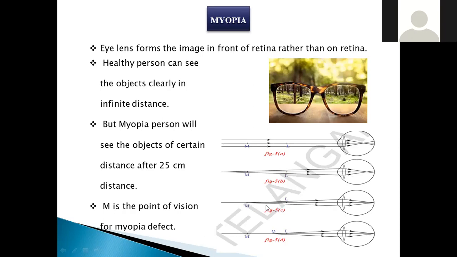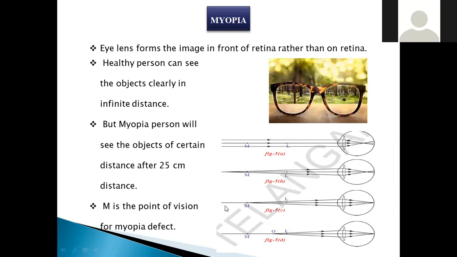Now, the image of this object will fall on the retina, and the object is clearly visible to the human eye. In this third condition, let us take the fourth condition, where the object is present below this M point. M stands for the maximum point till which a myopia patient is able to visualize the object very clearly. Point M is the maximum distance up to which the person is able to see clearly in case of myopia. So from this myopia point, the object is clearly visible.